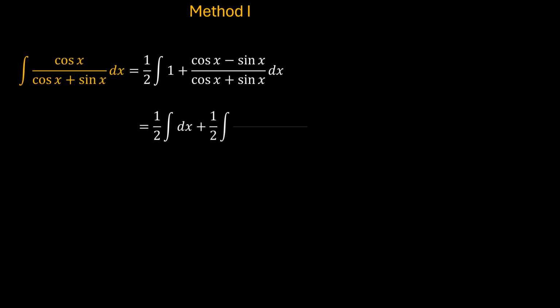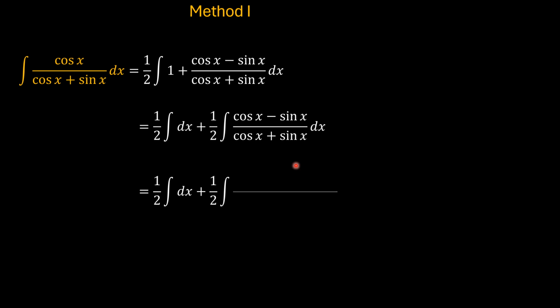So we have half the integral of 1 plus half the integral of cosine x minus sine x over cosine x plus sine x. Now, in the second integrand, what you can see is that the numerator happens to be the derivative of the denominator. So we can re-express it as half the integral of 1 plus half the integral of the derivative of cosine x plus sine x over cosine x plus sine x.